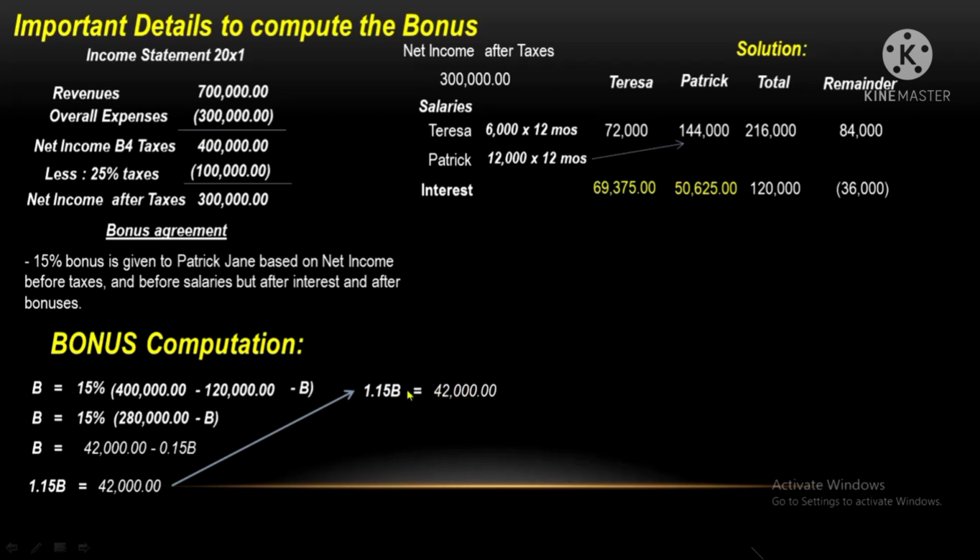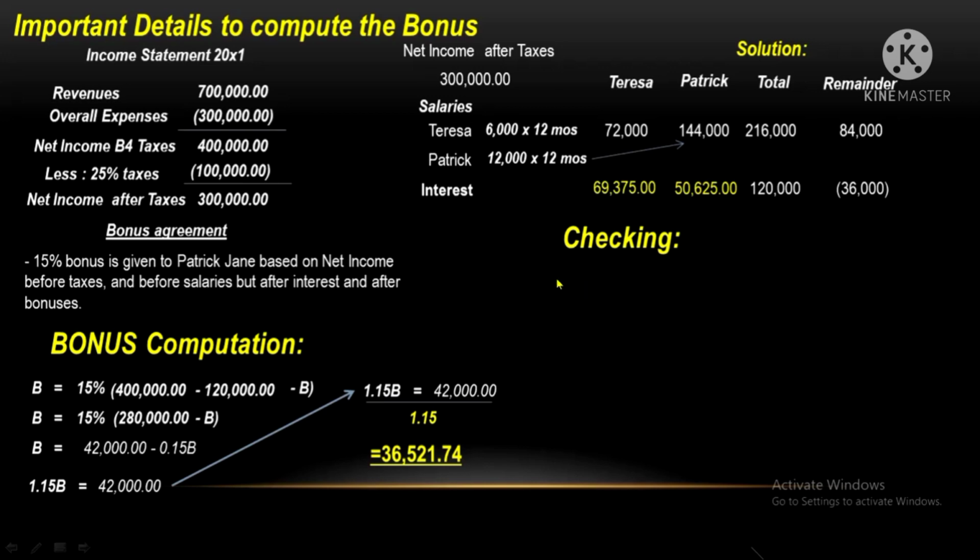So to get the B, or the bonus, we need to divide both left and right side by 1.15. And we will get a bonus for Patrick of 36,521.74. So, well, you can always do the checking.